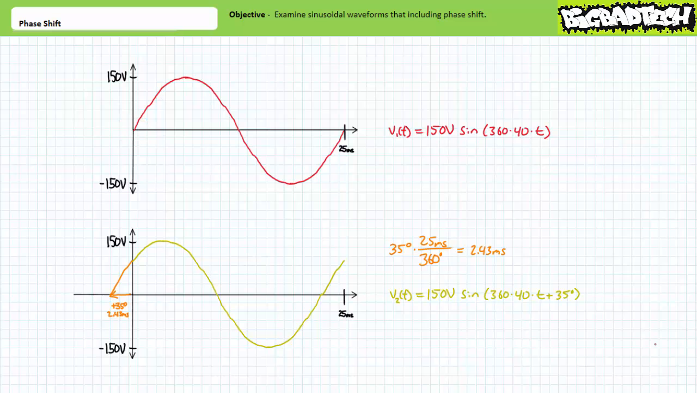Consider another waveform in yellow, V2 of t, characterized by the following expression: V2 of t equals 150 volts times the sine of 360 times 40 times the time of interest plus 35 degrees. V2 of t also has a peak value of 150 volts, a frequency of 40 Hz, and a period of 25 milliseconds. The only thing that differentiates V2 from V1 is that it has a positive 35 degree phase shift, meaning that it's shifted positive 35 degrees in advance. Positive 35 degrees inside a 25 millisecond period corresponds to a leftward time shift of roughly 2.4 milliseconds, as this operation chain illustrates. Again, it's a unit conversion.